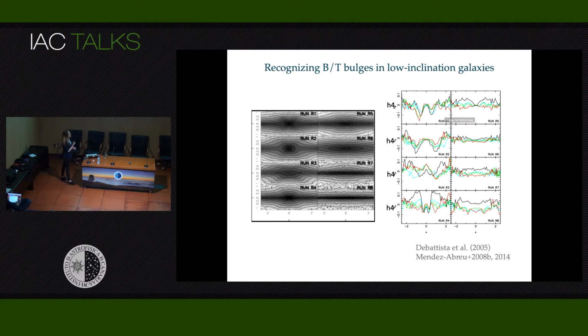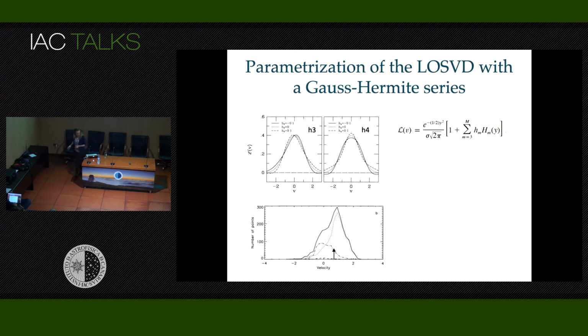So this is a work by Victor Debattista, where he ran several simulations of barred galaxies. Some of them form a peanut bulge. And he plotted here the h4, which I will explain in a moment, as a function of radius, this being the center of the galaxy. What he's seeing is that when the peanut develops, there is a minimum in the h4 parameter. That doesn't happen in those galaxies that do not develop this boxy peanut bulge. So what is the h4?